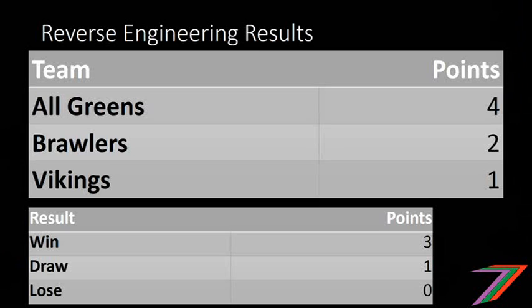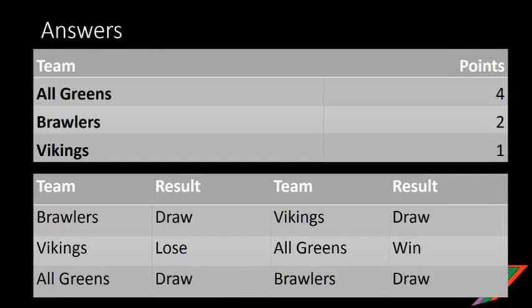So this is a very simple one. I've got a number of puzzles later on that are going to be a little bit more complicated. But let's see how we can work this out. So the All Greens have 4 points. So that means they must have won one game and drawn another game. So who could they have won the game against? So you have a look against the Brawlers. The Brawlers have 2 points.